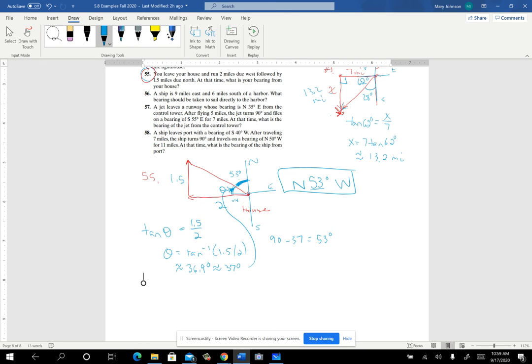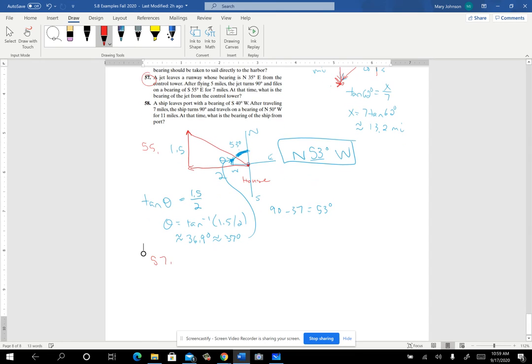All right, let's see if we can draw this. Okay, so this is 57. So here we have a jet leaving a runway. Okay, so let's say here's the control tower. Okay, the runway's bearing is north 35 degrees east. So that would be north, veer 35 degrees towards the east. Okay, so that would be the runway's direction.